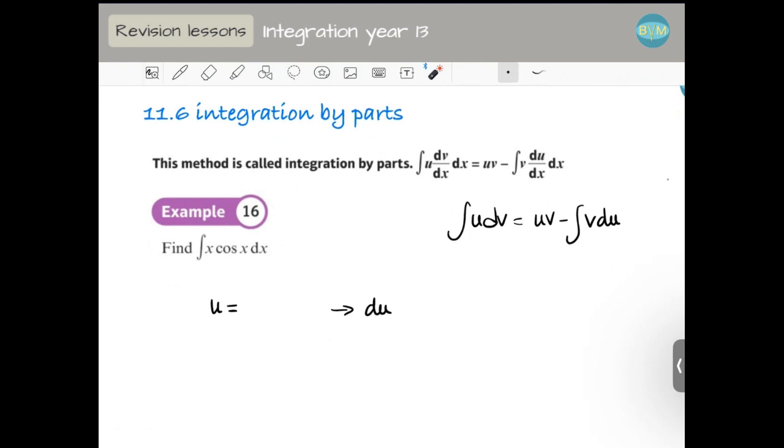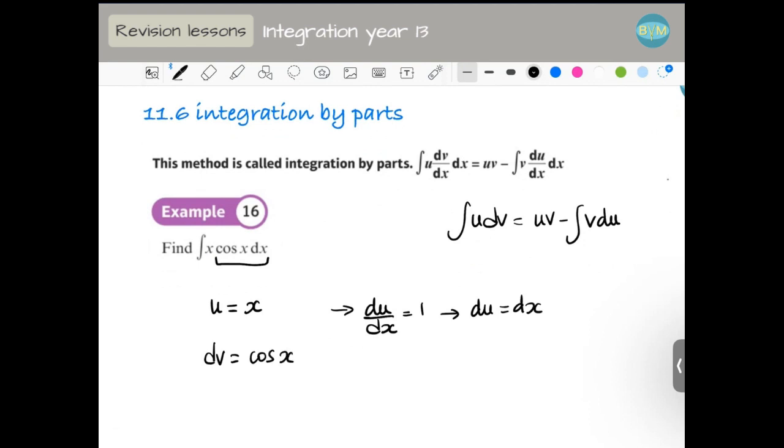And that's the way. So here, for example, if we call u as x, because when we differentiate, it becomes simpler, du by dx is going to be just 1, which means du is equal to dx. And then dv is going to be the rest, including the dx. So dv is going to be cos x dx. And I'm going to integrate that to find v. So v is the integral of cos x dx, which is sine x. We don't need to add the constant of integration here. We are going to add it at the end.